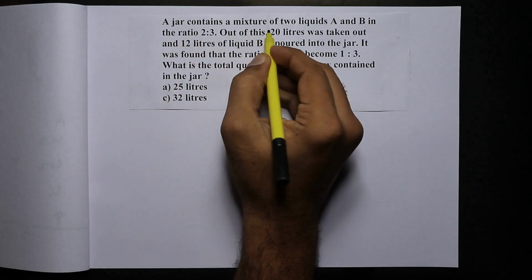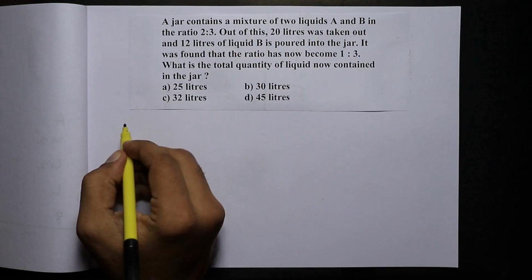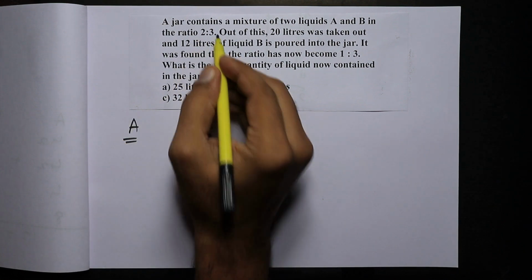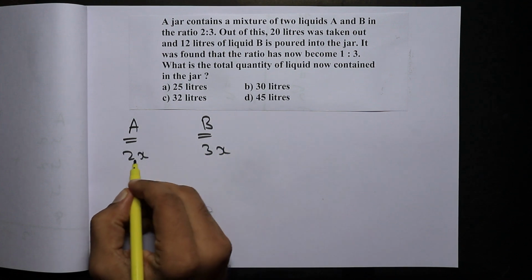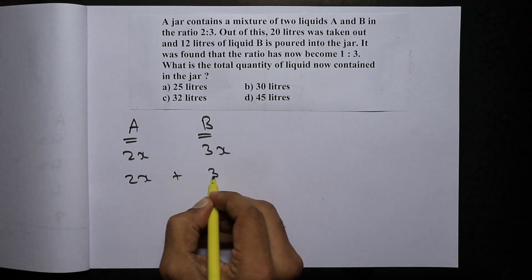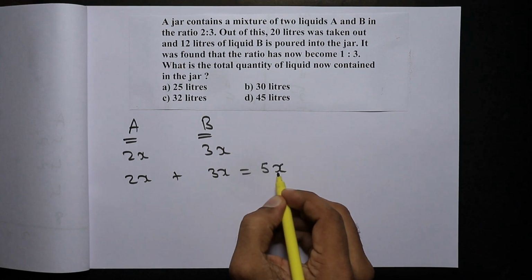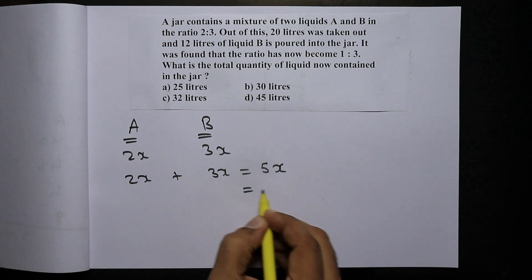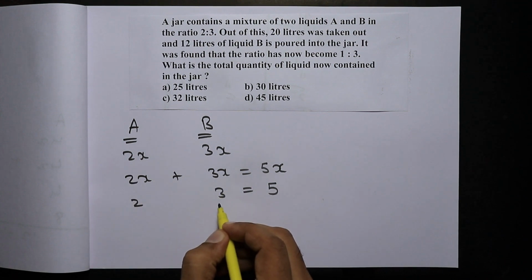A jar contains a mixture of two liquids A and B in the ratio 2:3. So you have a mixture which contains two liquids A and B in the ratio 2:3. So you can take it as 2x and 3x. This ratio will always be maintained. So you can form the equation as 2x plus 3x is equal to 5x. So if you take 5x of the mixture, it will contain 2x of A and 3x of B. For example, if you take 5 liters, it will contain 2 liters of A and 3 liters of B.